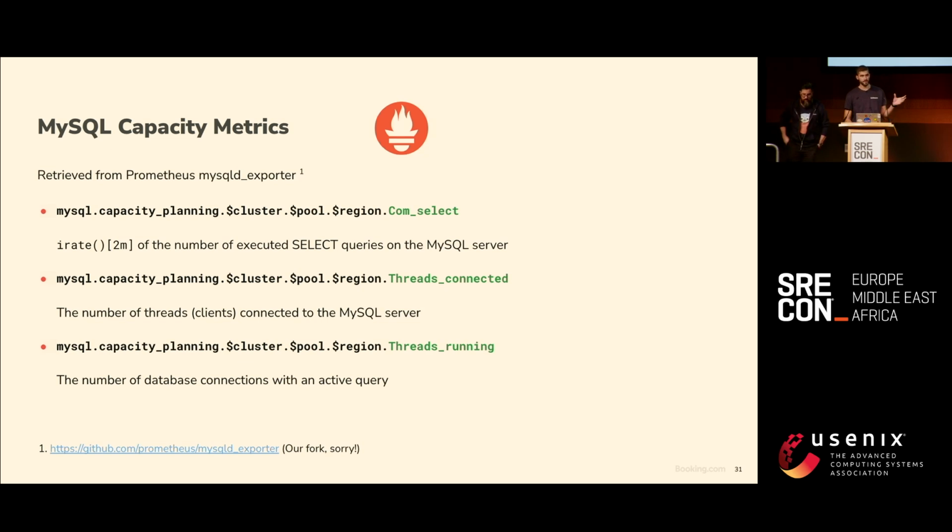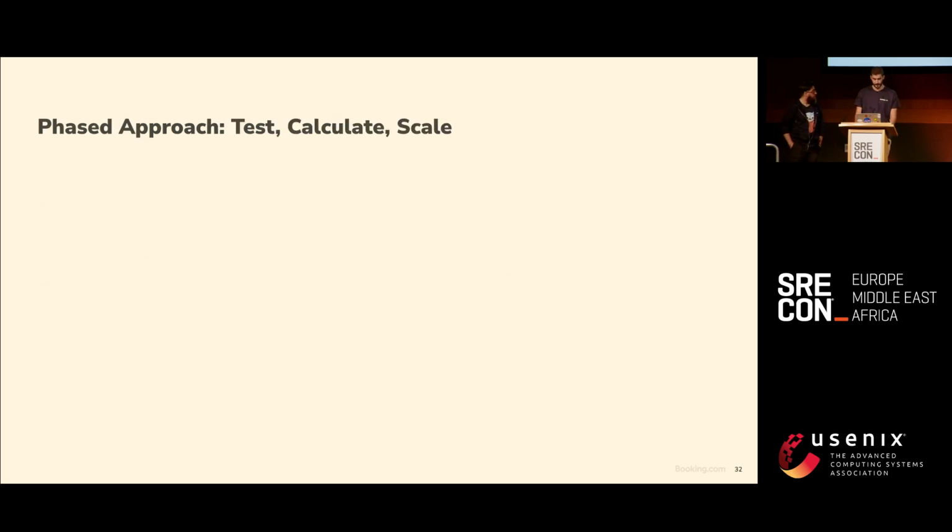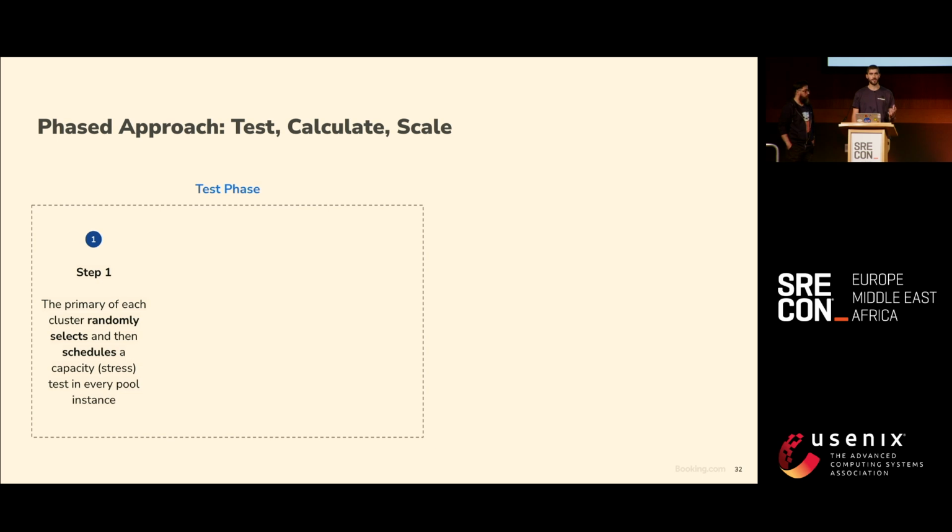So we have a Prometheus server scraping the MySQL Prometheus exporter, which runs next to MySQL boxes. So let's see this as a pipeline. So this is our automated MySQL capacity planning in phases. So first, we have the test phase. In this phase, we try to saturate boxes by routing production traffic to specific MySQL servers.